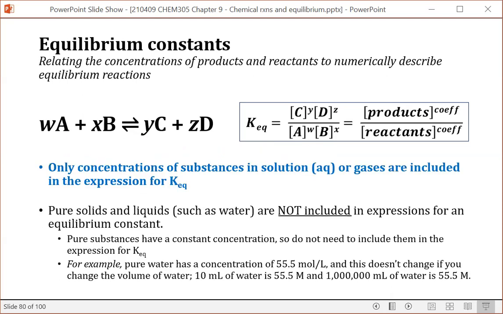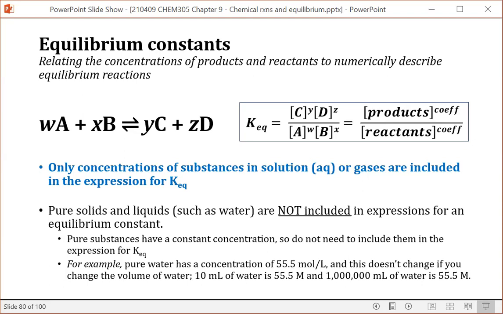So again, only concentrations of substances that are in solution, in the aqueous phase, or substances that are gases are going to be included in the expression for KEQ. So pure solids and pure liquids, such as water when it's in a pure liquid state, are not included in the expressions for an equilibrium constant. The reason for this is that pure substances, like a pure solid or pure water, have a constant concentration. So we don't have to include them in the expression for KEQ.